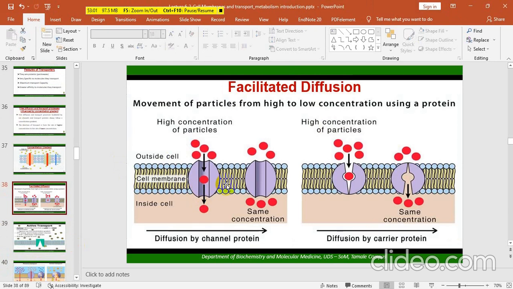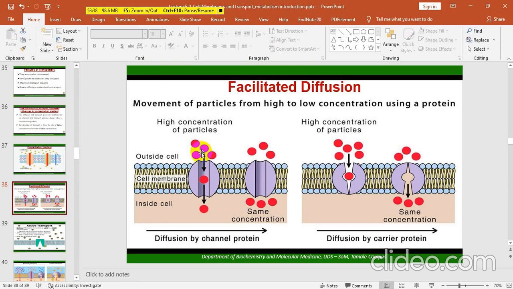So you can see examples of facilitated diffusion. This is the facilitated diffusion. When we are diffusing substances from a region of higher concentration to a region of lower concentration of the particles, it's called diffusion. If it's passing through the plasma membrane freely, we call it simple diffusion or free diffusion. But if it's passing through protein transporters, we call it what? Facilitated diffusion.